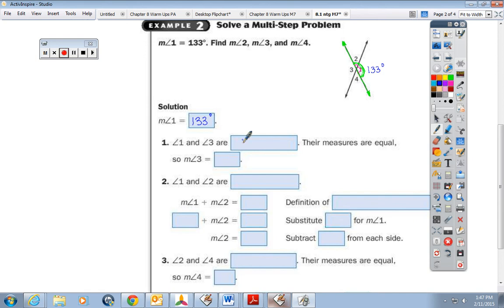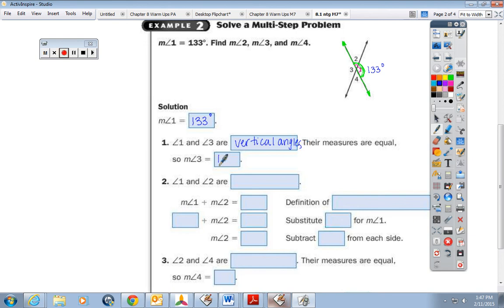So if we just straightened out the line, their measures are equal. So if angle 1 is 133 degrees, guess what angle 3 is? That's opposite. 133 degrees. So that's easy to figure out.